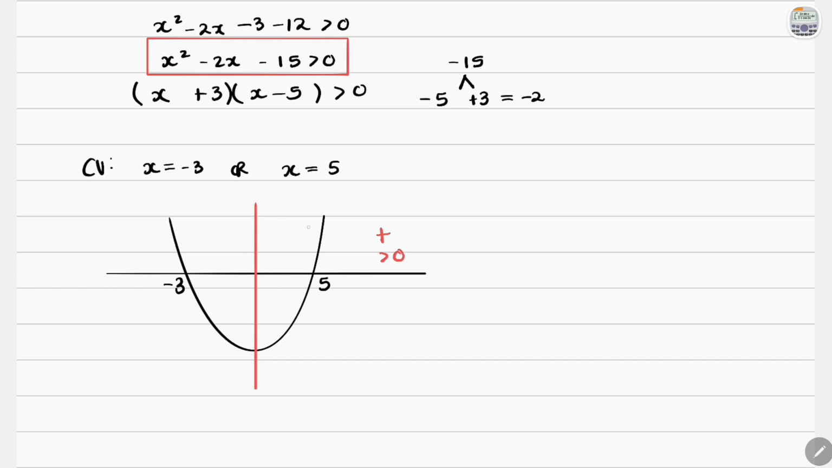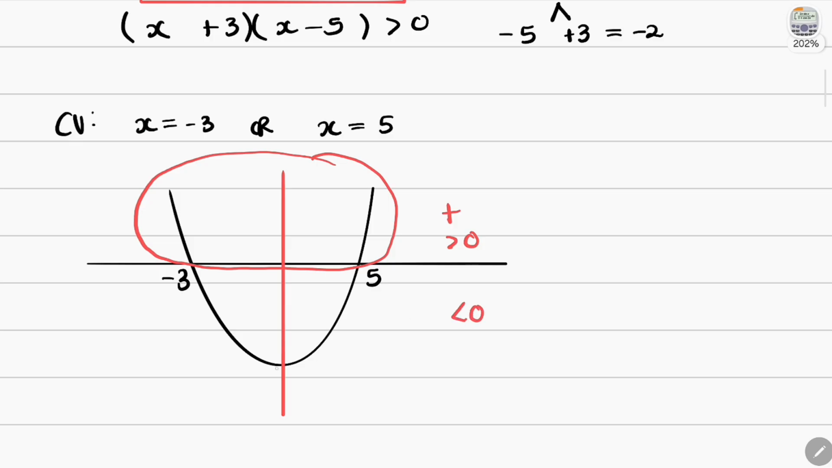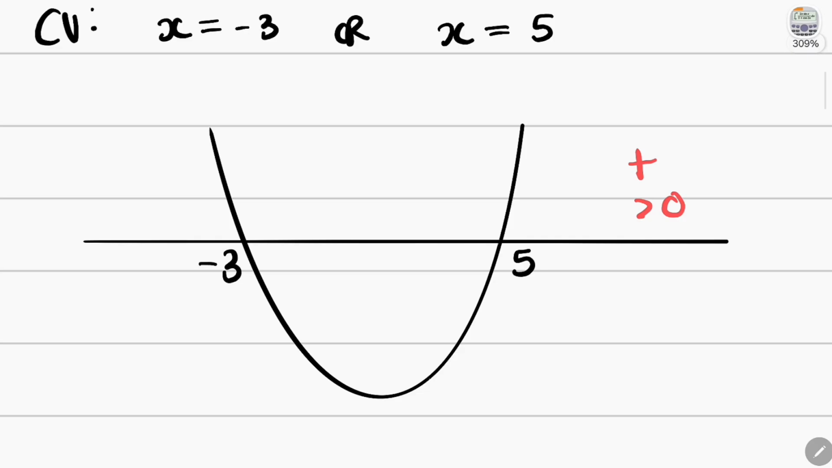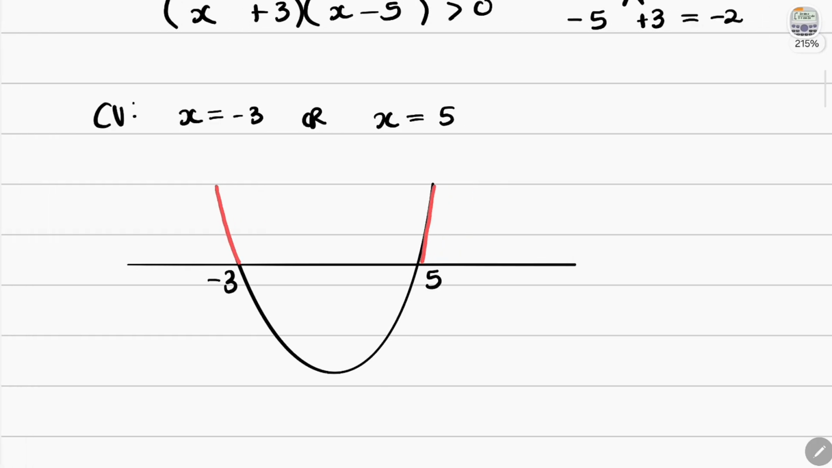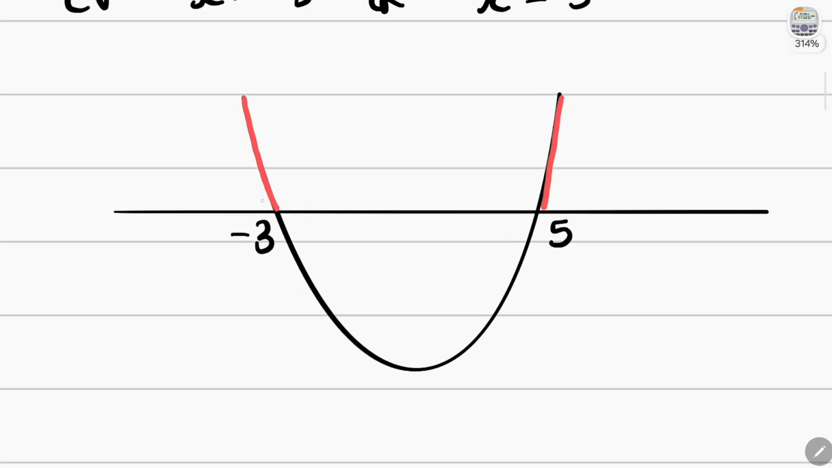So it means that the parts of the graph that will have positive y values would be every part of the graph that lies above the x-axis. So that's what we're looking for. And so less than 0 would be below the x-axis. Let's go ahead and highlight all the parts that lie above the x-axis. That is all through here and here. And now we need to answer them in terms of x because we're trying to tell them the values of x for which this is true.